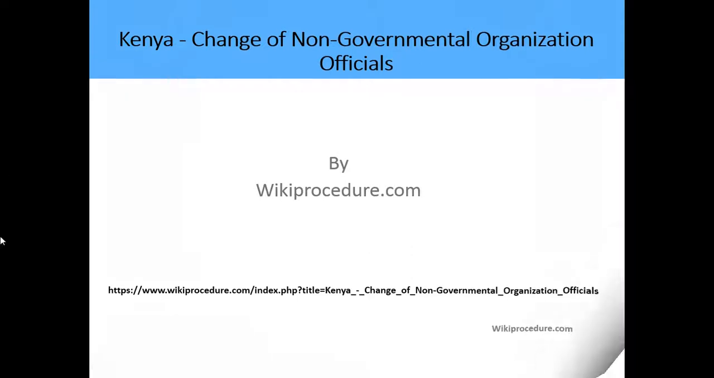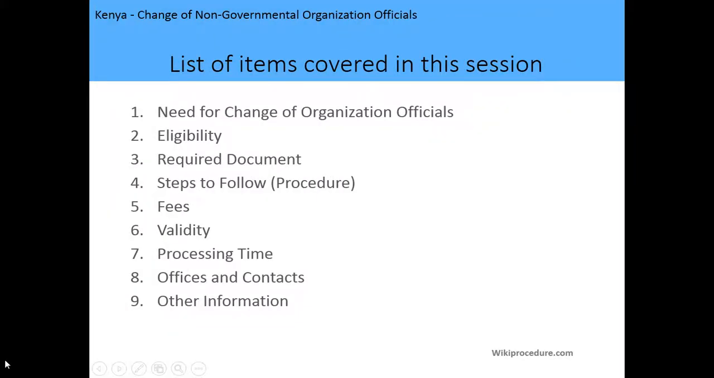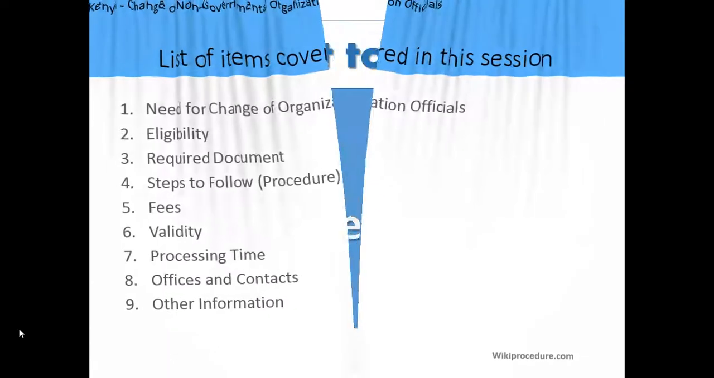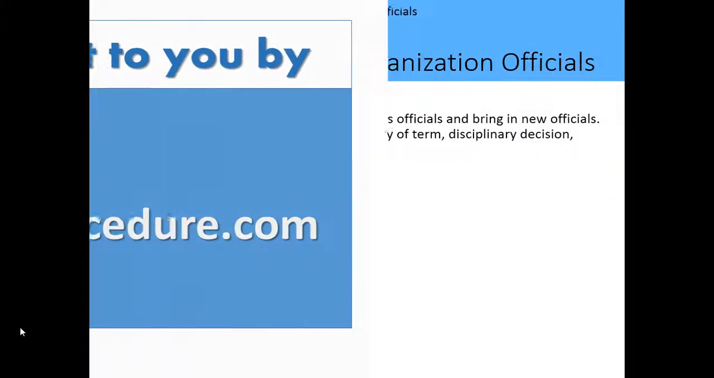And the list of items which we're going to cover in this session include the need for change of organization officials, the eligibility, the required documents, steps to follow while making the applications, the fees, validity period, processing time, office location and contact information, and any other information that will give us more information on how to go about the changes, on how to make the application to change the officials of an NGO. So welcome to our presentation today, which is brought to you by wikiprocedure.com.